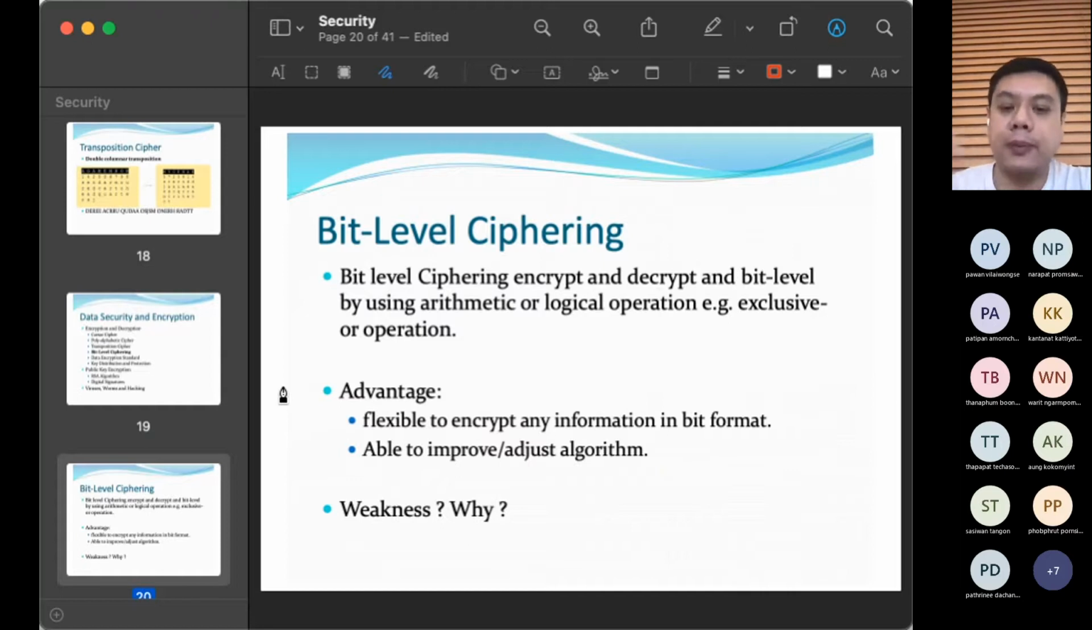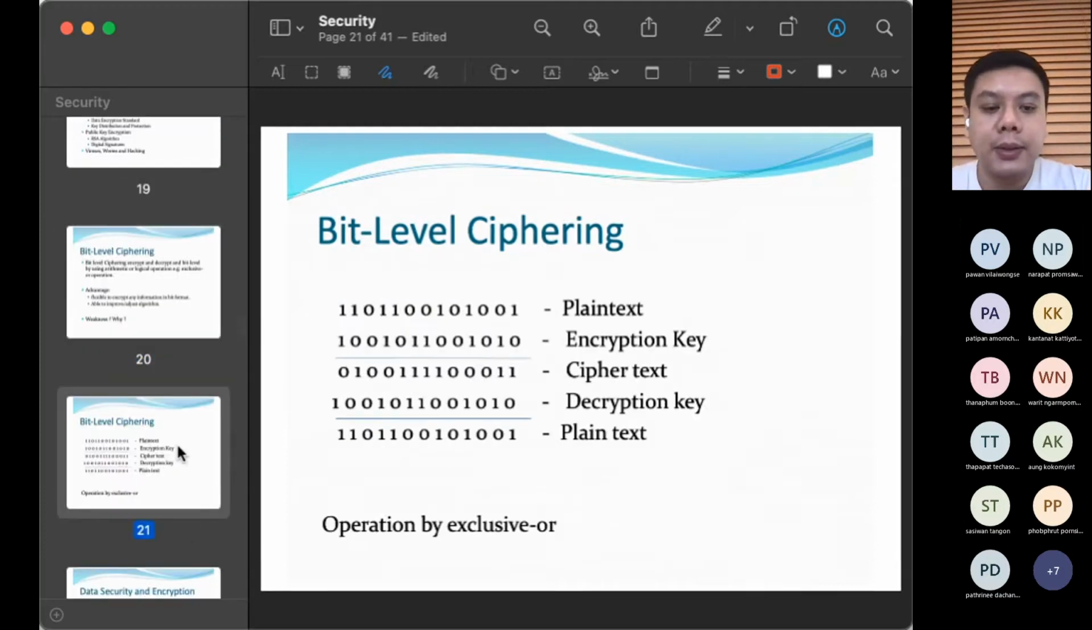It's harder for people to assemble it back, or guess randomly using a dictionary or something like that, and it's more flexible. If you would like to send a picture, you can use bit level. If you send a video, you can encrypt the video. All the things are pretty good. How do they do it?